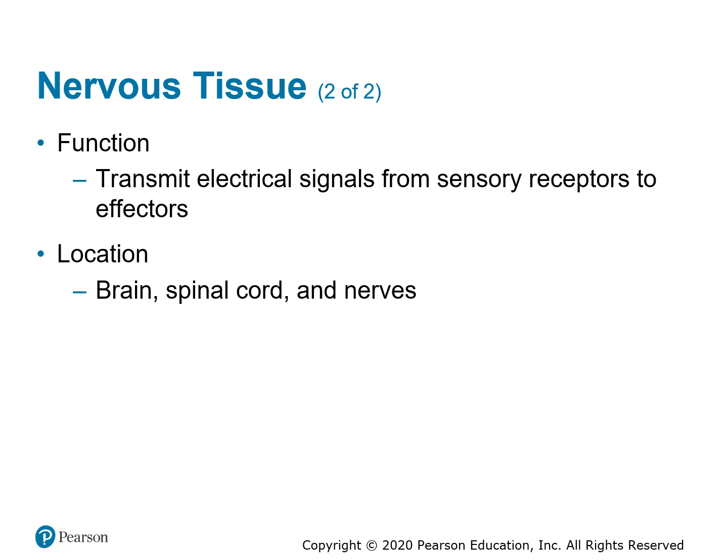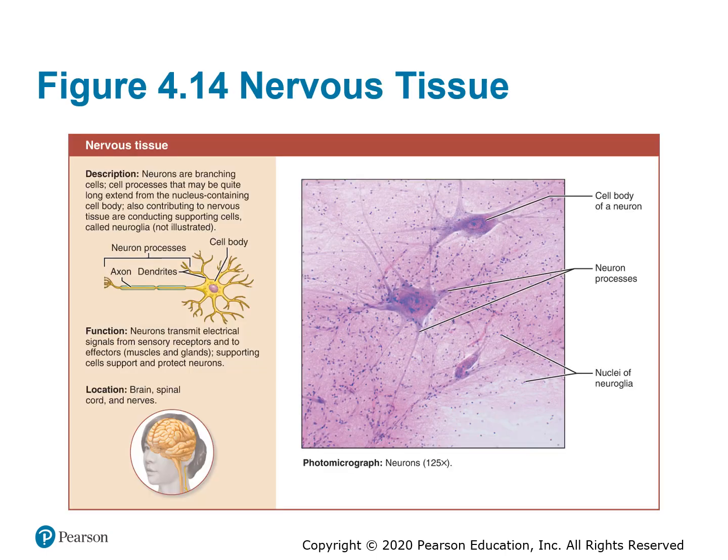So like I said, nervous tissue's job is to transmit those electrical signals from sensory receptors to their effectors and vice versa. And they're located in your brain, your spinal cord, all of those nerves, you'll find them everywhere. They're the reason that you can feel temperature, they're the reason that you can feel pressure. All of those things are nerves.